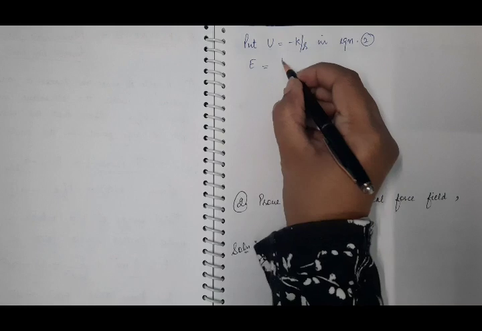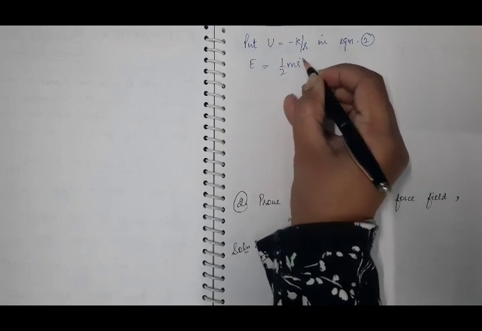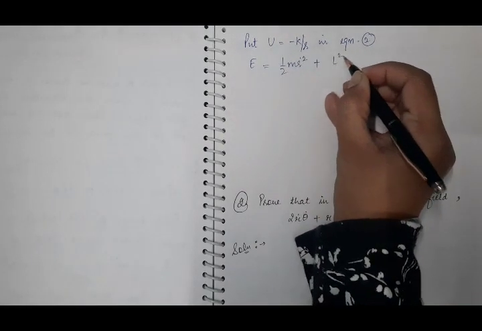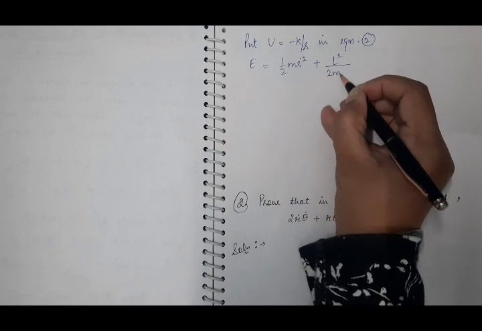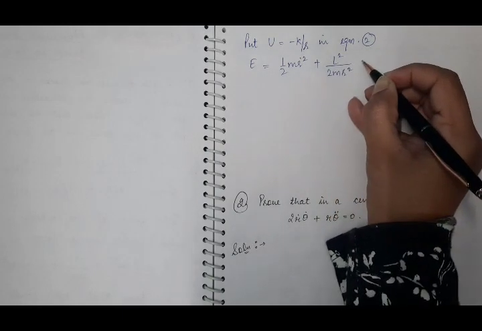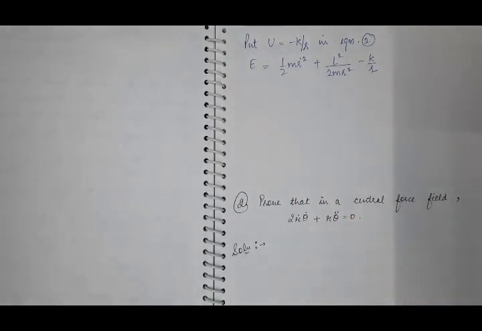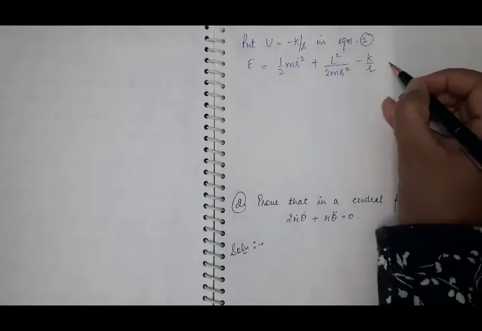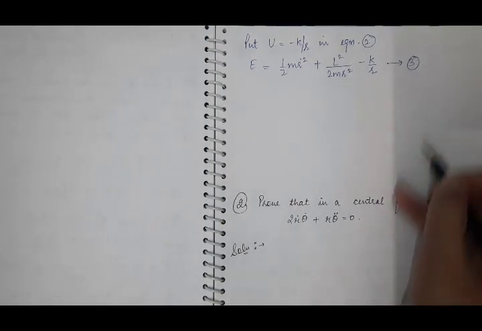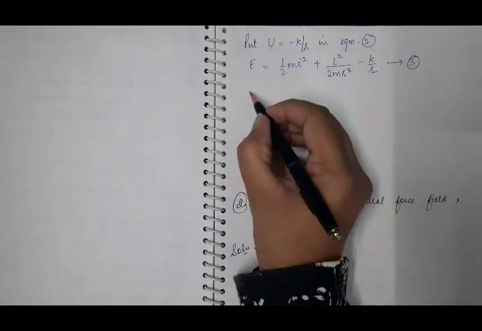So put U is equal to minus k by r in equation 2, that is the equation of energy. So we have energy, half m r dot square plus L square by 2mr square, and plus U, which is equal to minus k by r. And one more thing is given, that particle is tracing a circular path. So now suppose this equation as equation third.